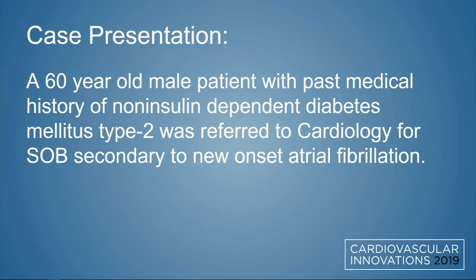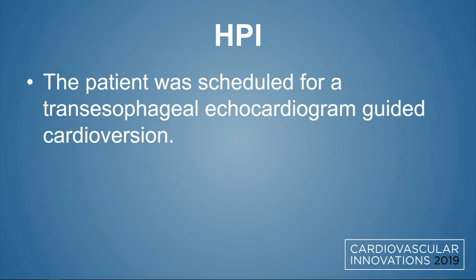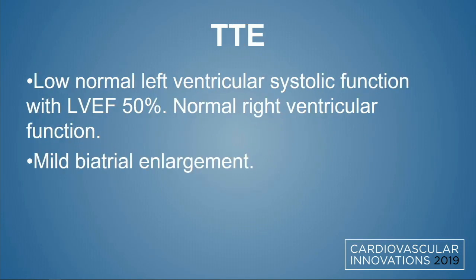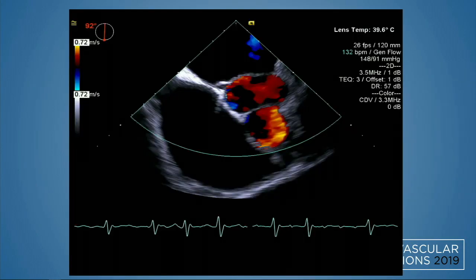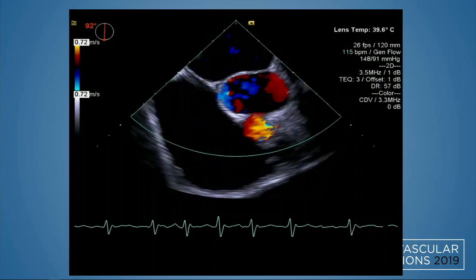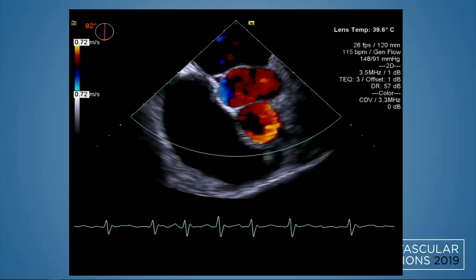The patient underwent TEE. His TEE showed low normal ejection fraction at 50%, normal RV function, mild biatrial enlargement. But the striking finding was there is a 4 by 4 centimeter structure adjacent to the aorta, as we can see here in the mid-esophageal short axis view, and we can appreciate this more in this clip. There is flow from this structure to the right atrium, as we can see here.